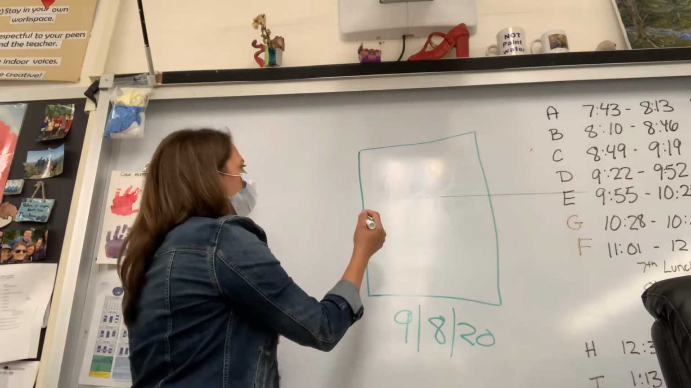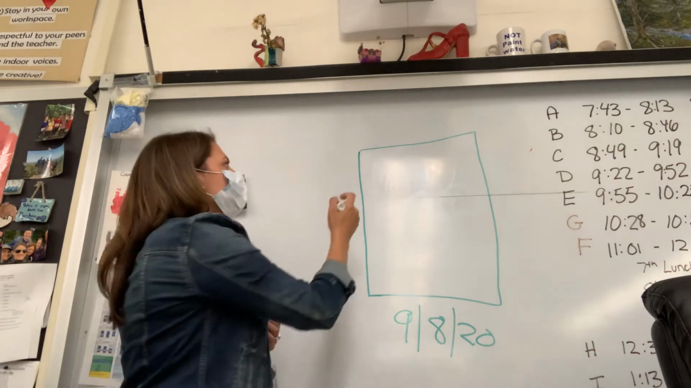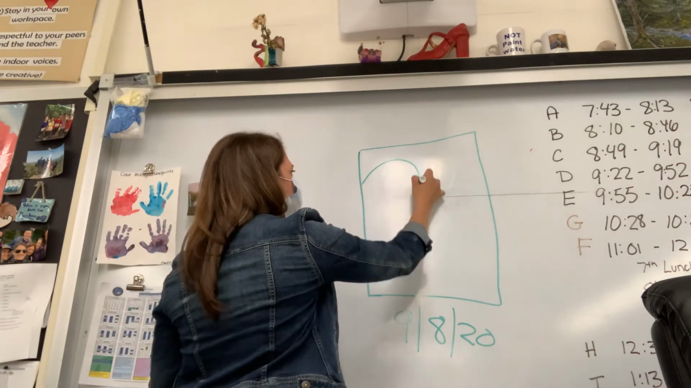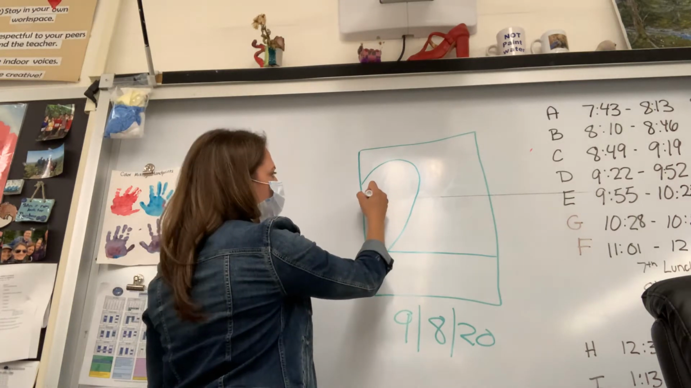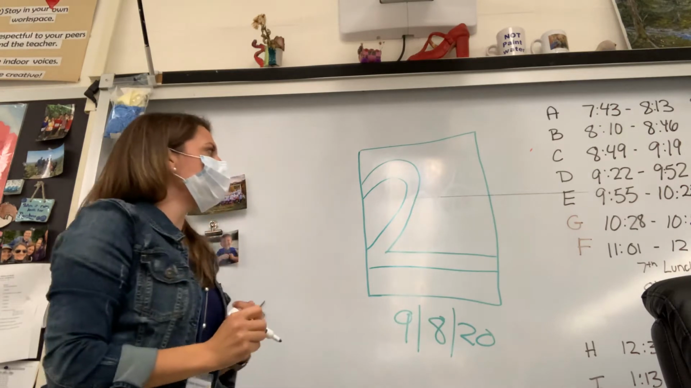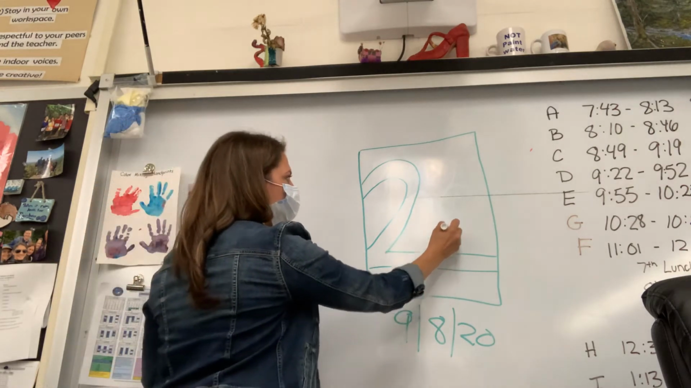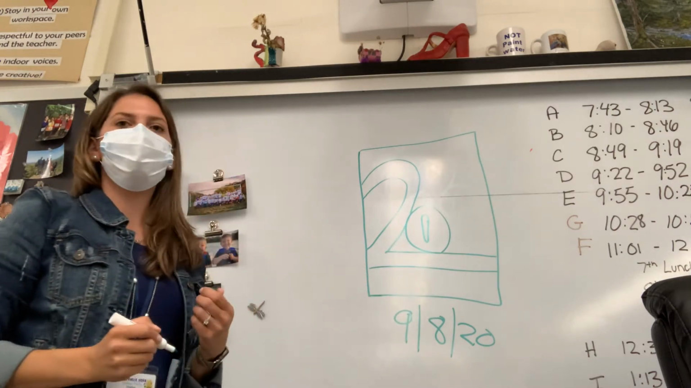So you want to go ahead and think about scale. It's important. I want to make it big. So I'm going to go ahead and make a really large number 2. We're going to be painting these in, so it has to be bubble letters. So there's my very large number 2, and then I'm going to go ahead and add the 0 in here like that. So there's my 20.